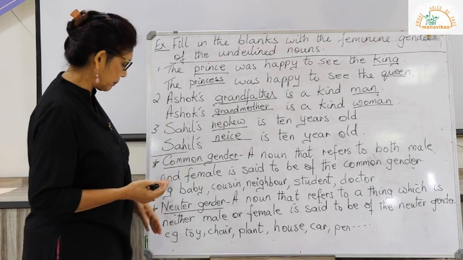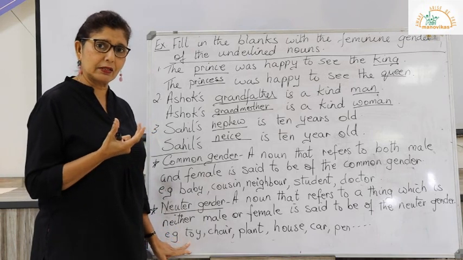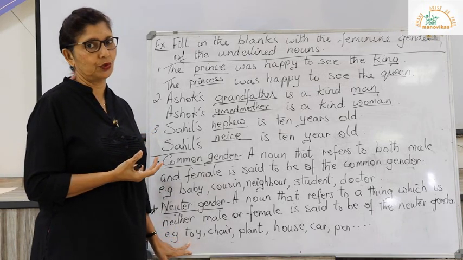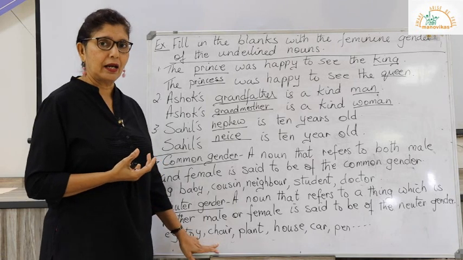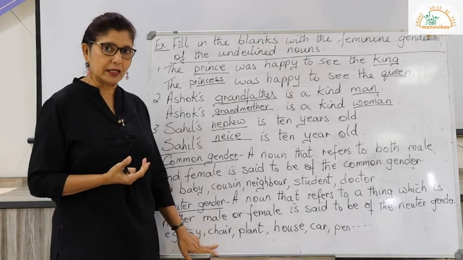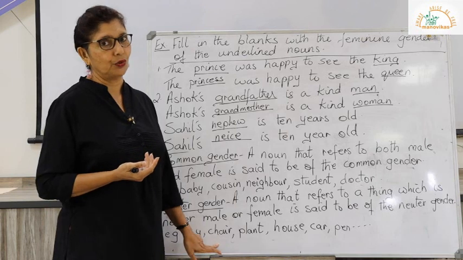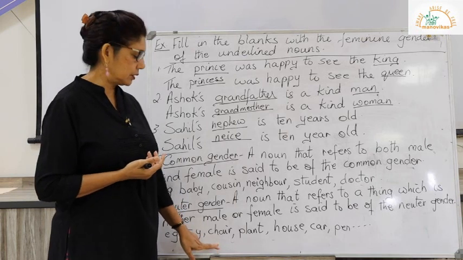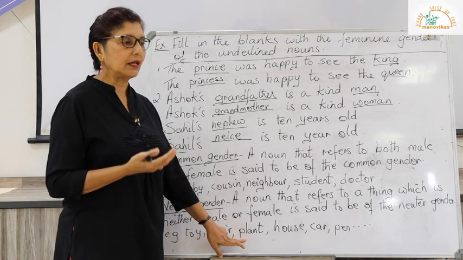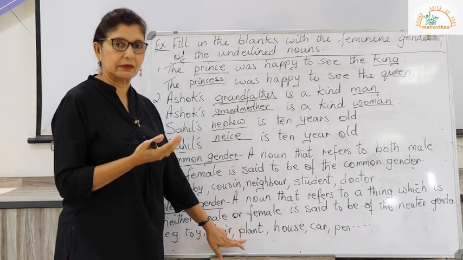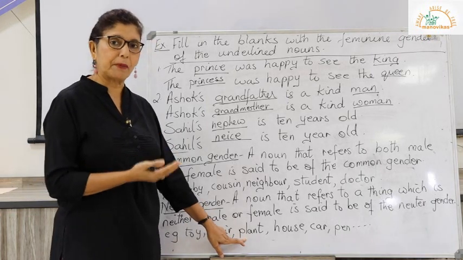So let's see the examples. A toy. When you're talking about a toy, can you say whether it's a male or a female? No. So it comes under the neuter gender. A chair. Does a chair have a gender? Can you say a chair is a female or a male? No. So it comes under the neuter gender. A plant. You cannot identify a small plant, whether it's a male or a female. So you refer to it as a plant.